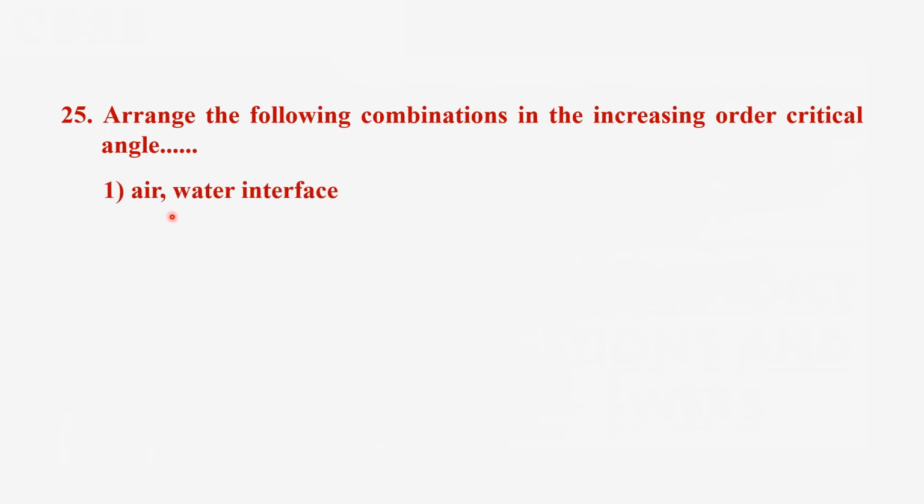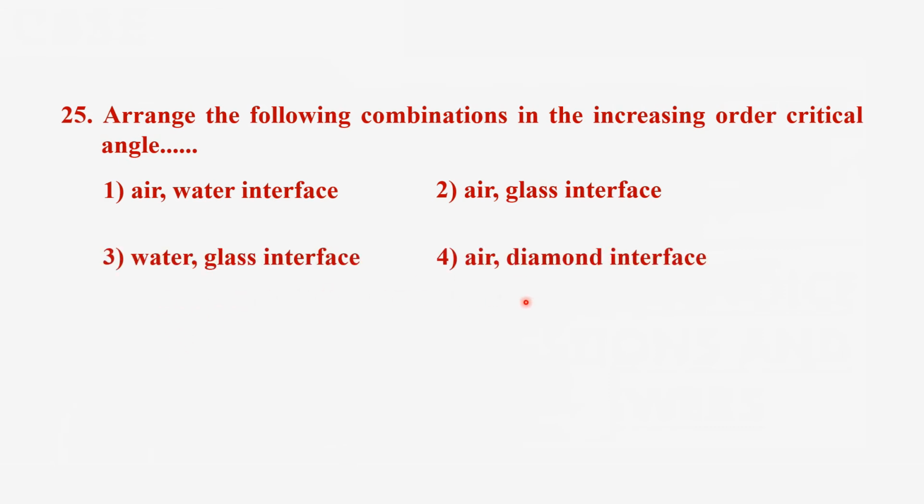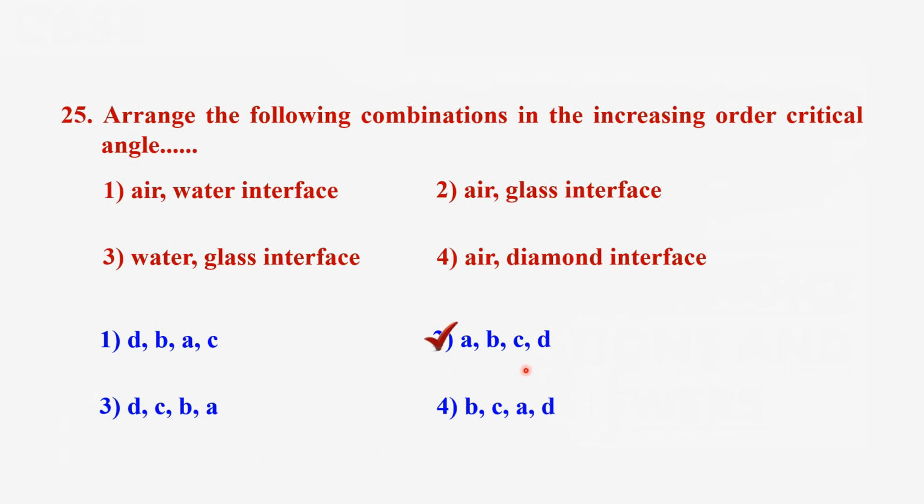Next one, arrange the following combinations in increasing order of critical angle: A, air water interface; B, air glass interface; C, water glass interface; D, air diamond interface. First option is DABC, second option is ABCD, third option is DCBA, and fourth one is BCAD. So the increasing order is ABCD. Okay. Next.